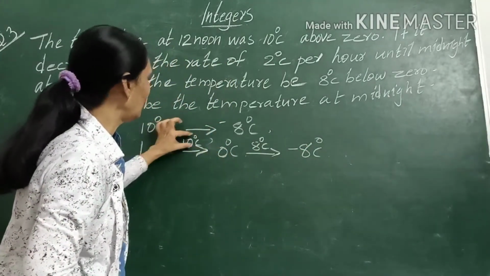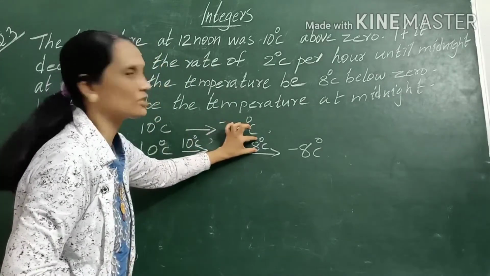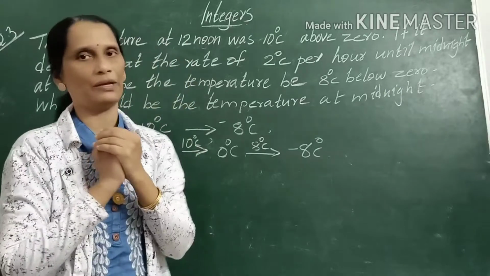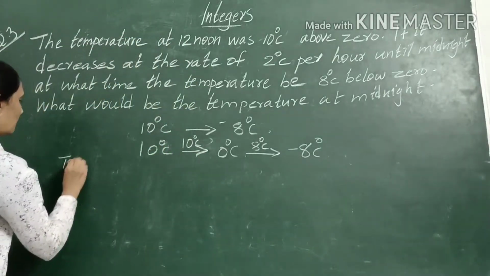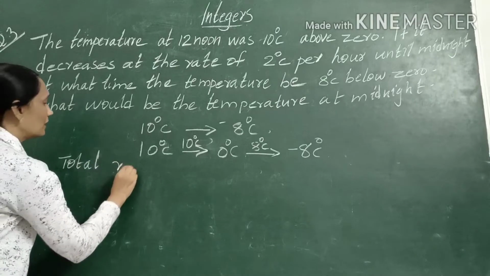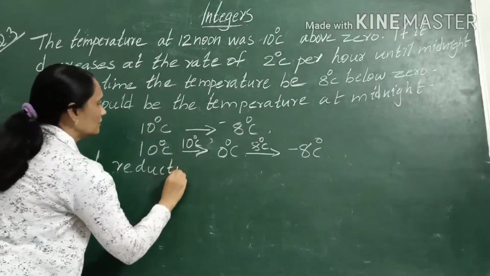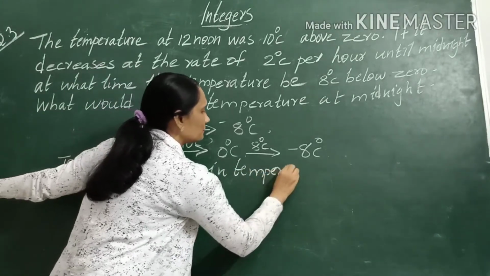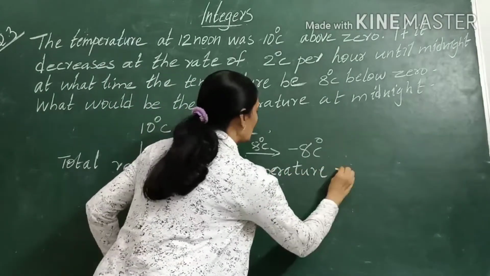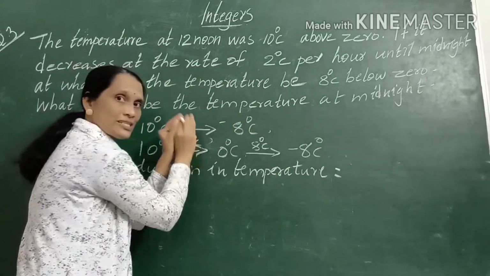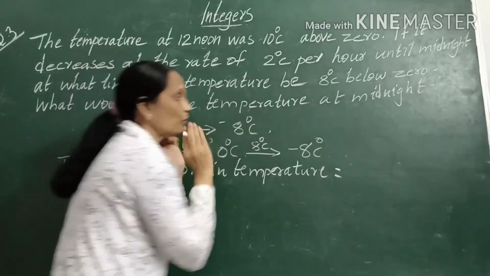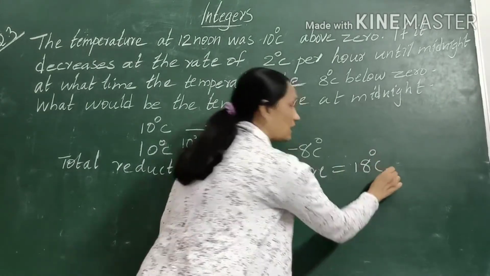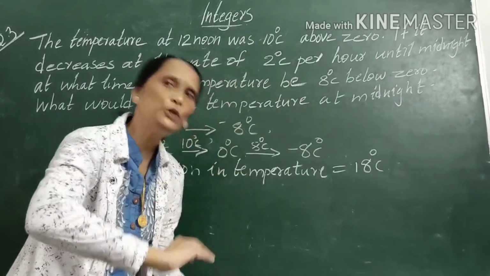So total reduction in temperature, how much? 10 plus 8, 18 degrees Celsius decrease is coming. Total reduction in temperature is equal to first 10 degrees Celsius, next 8 degrees Celsius. So 18 degrees Celsius reduction in temperature.